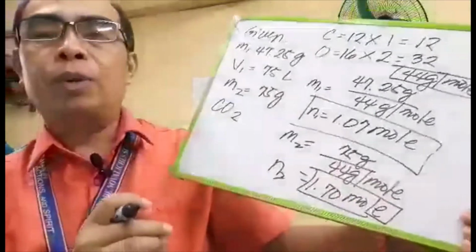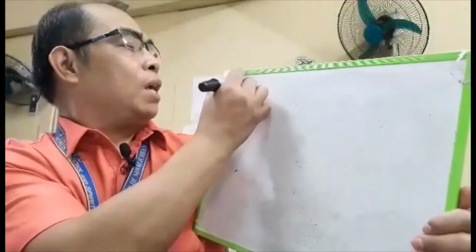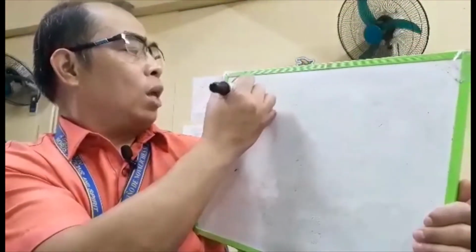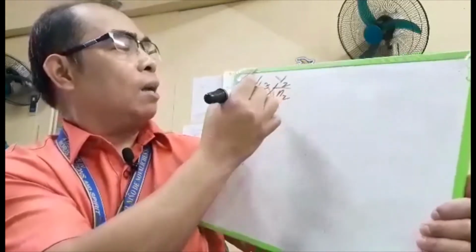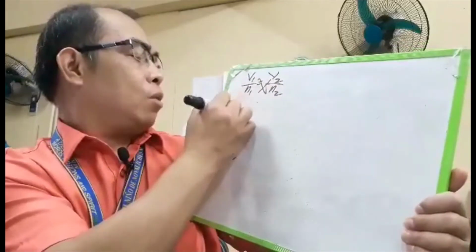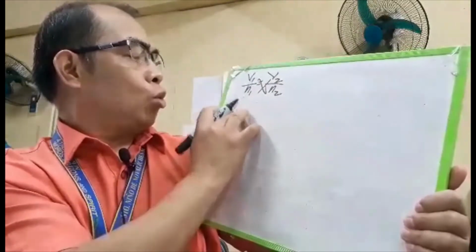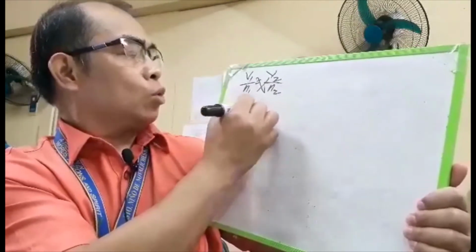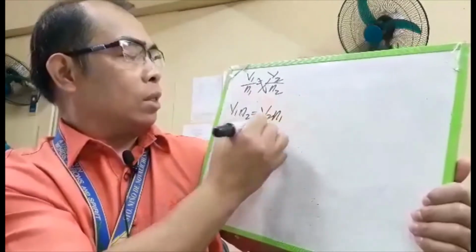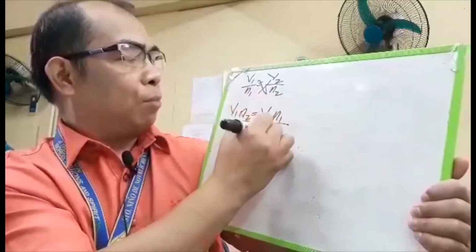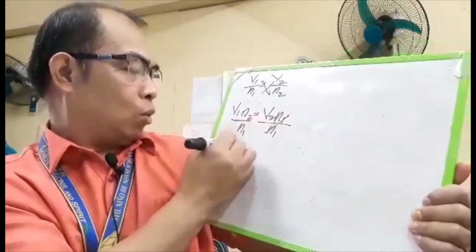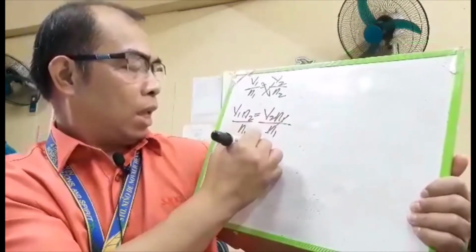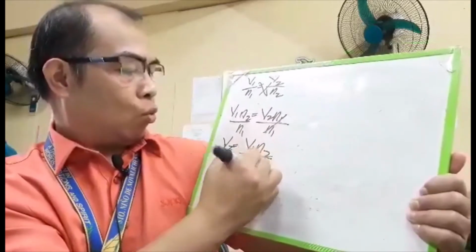So we have already our given. Take note, we have here V1 over N1 is equal to V2 over N2. Anong hinahanap? Is final volume. So we have V1 N2 is equal to V2 N1. So hinahanap natin is V2, divide both sides with N1. So cancel this. So V2 is equal to V1 N2 over N1.